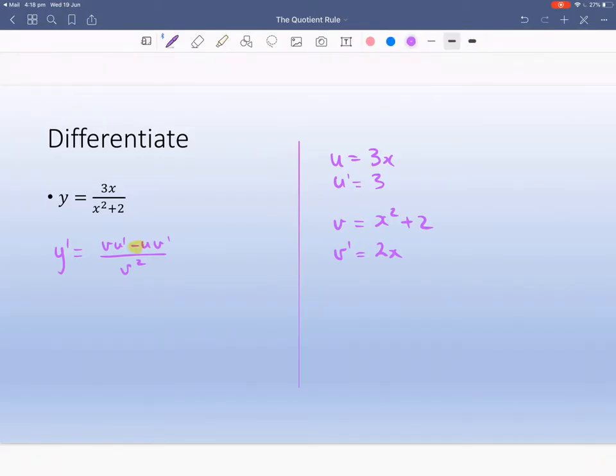Very, very important. y dash equals, what's v? x squared plus 2, u dash equals 3. Minus u, 3x, v dash is that one there, times 2x. All over v squared. So that's going to be x squared plus 2 squared. Let's clean it up a bit. y dash equals 3 times (x squared plus 2), minus 6x squared, all over (x squared plus 2) all squared.